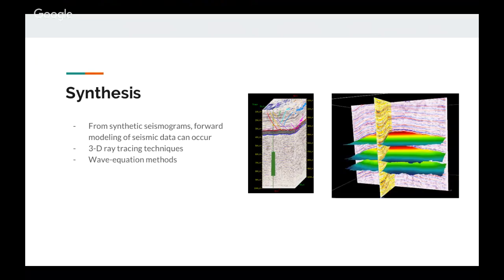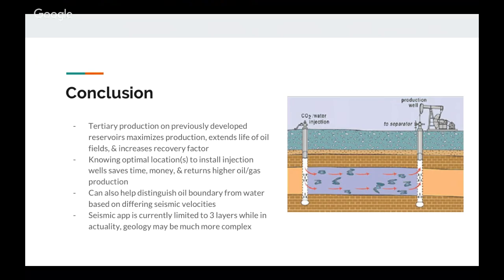And then finally, our synthesis: we just wanted to end by saying that from these seismograms, we can hopefully use 3D ray tracing techniques and wave equation methods to make a seismic profile, such as this one. It's important because it's economically beneficial to the companies involved, and it helps distinguish these oil boundaries from water. The only limitation to these apps we wanted to address is that they're currently limited to 3 layers, while in actuality geology could be much more complex than that. You could have oil stacked in between multiple layers.